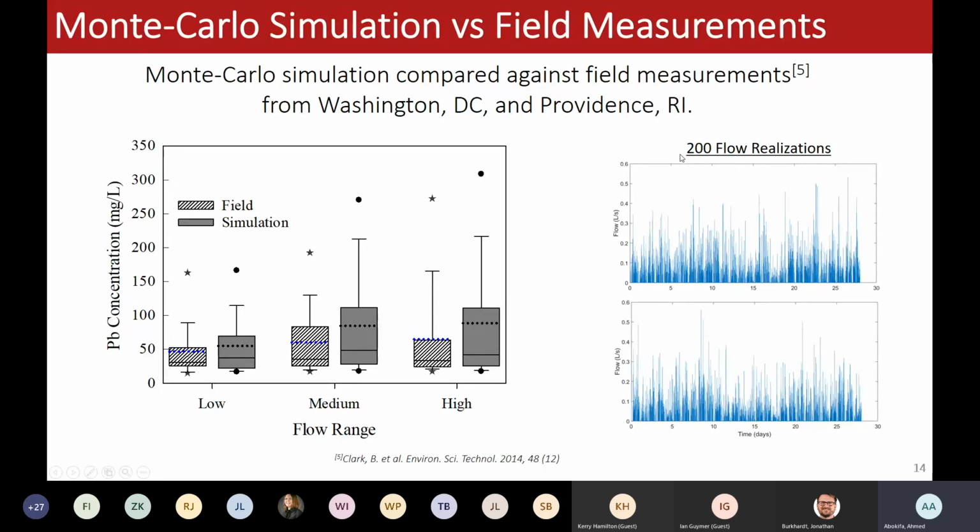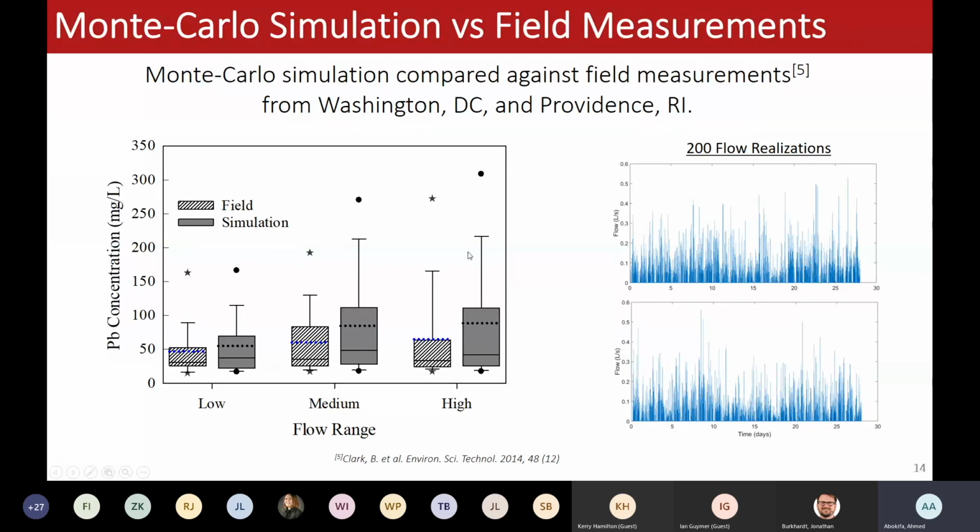And the beauty of this particular data set is that 1/3 of the homes had full lead service line, the other 1/3 had partially replaced lead service line, and then the rest had an unknown service line connection. And we actually saw that the Monte Carlo simulations are pretty consistent with the field measurements under low flow conditions, but they tend to overpredict the concentrations for medium and high flow conditions.